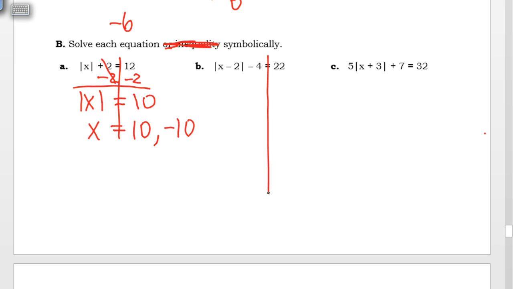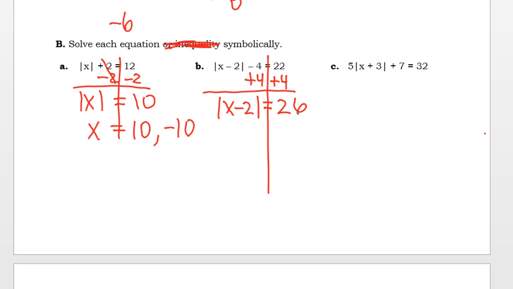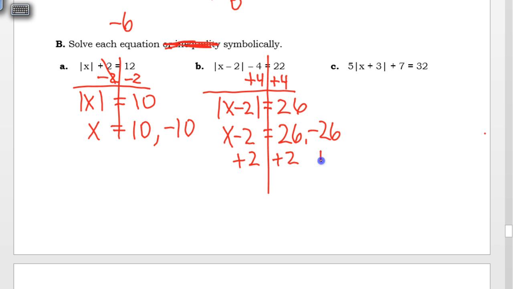Okay, so this next one, we're going to solve it the same way. We're going to add 4 to both sides, and that brings down the absolute value of x minus 2, which is 26. And now, I don't want to add 2 yet to both sides, because that's inside my symbol. I need to work my way outside in. So I got to get rid of the absolute value symbol first. To get rid of an absolute value, this is where we do the positive and the negative. And then my last step would be to add 2 to both sides, but when I do that, I need to make sure I'm adding it to both of my answers. So, x in this case is 28 and negative 24.